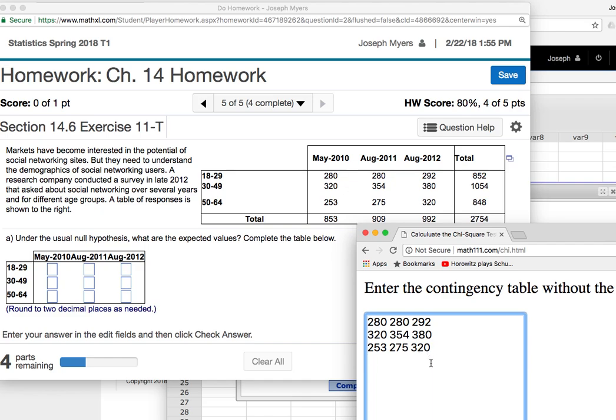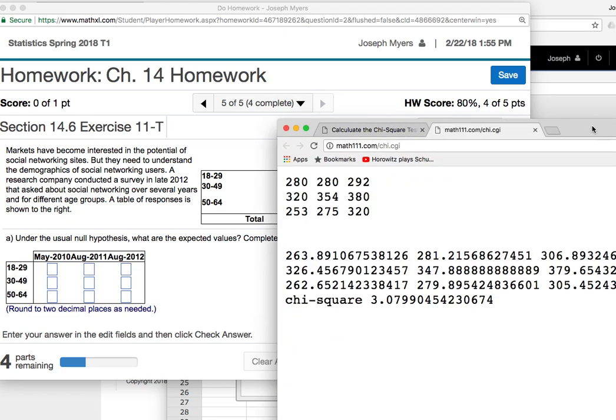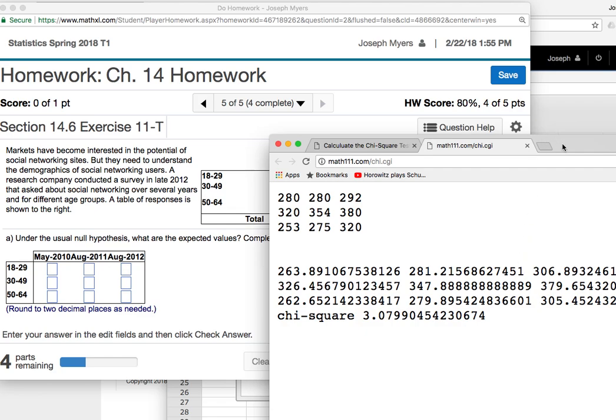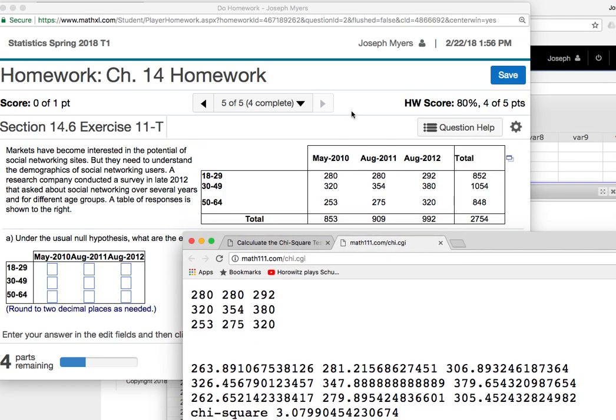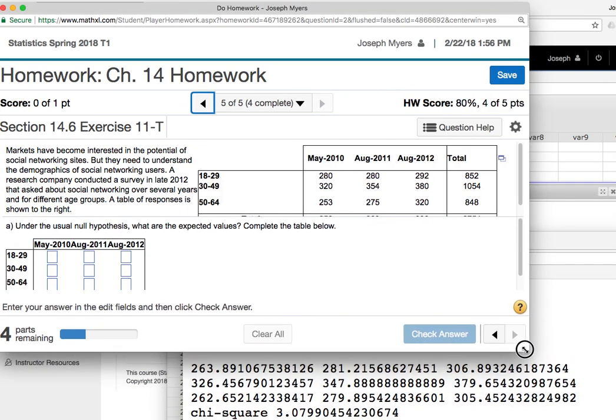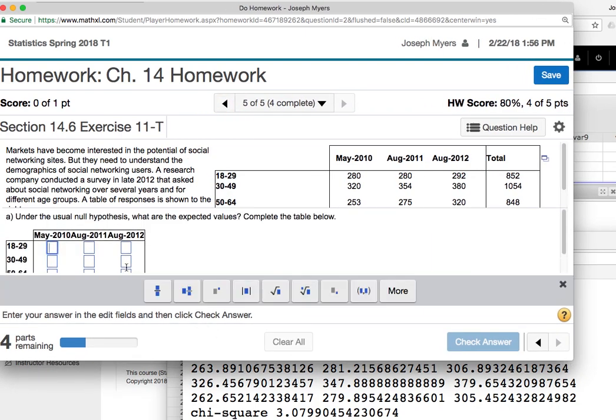And to get to this calculator that I'm using, it's at my website, and you type in math111.com/, which is just a regular slash, chi.html, and it's lowercase chi.html. There's not an I at the end, that's an L. Okay, so then click the button Find Chi-square Statistic, and you get all these different amazing numbers. These are the expected values right here. So I'm going to need those to enter them in. So let me raise this up a little bit. And I've got to round them to 2 decimal places.